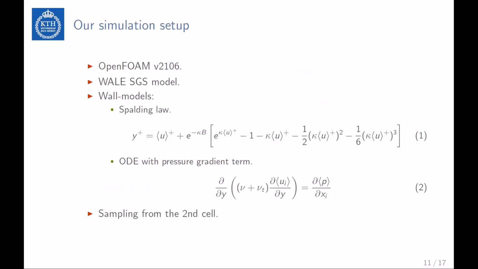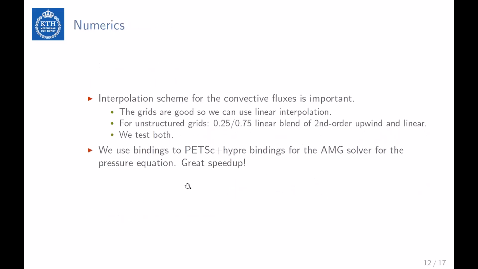But what did we use? Of course, OpenFOAM, the Vreman SGS model. Then for wall modeling, we tried Spalding's law and also a more advanced model based on an ODE, where the idea is to incorporate the pressure gradient as well. So that was the main motivation to try it. And then we always sample from the second consecutive cell from the wall.